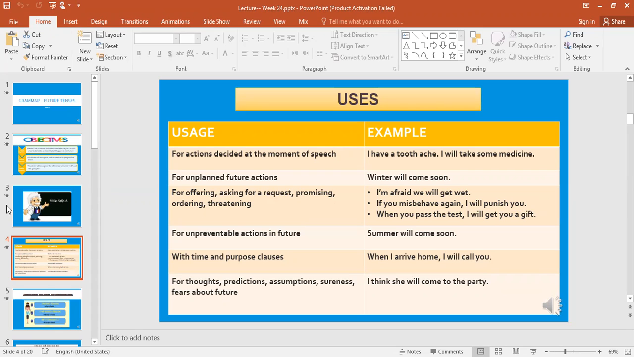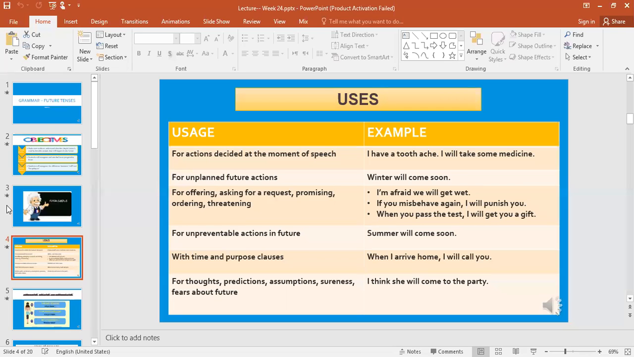Yani both. With time and purpose clauses. What do you mean by time and purpose clauses? When I say with time and purpose clauses, it means every one of them is related to time. Okay? Yani to a certain period of time, it's combined, yani time is combined to a certain action.